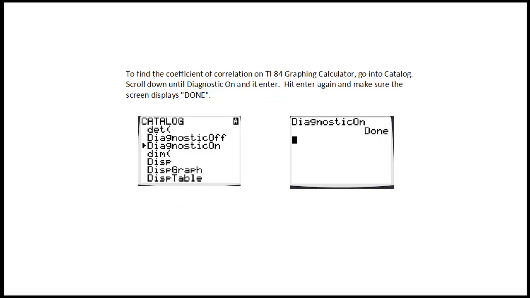To find the coefficient of correlation on a TI-84 graphing calculator, go into Catalog. Scroll down until you get DiagnosticOn, then hit enter. Hit enter again and make sure the screen displays Done.